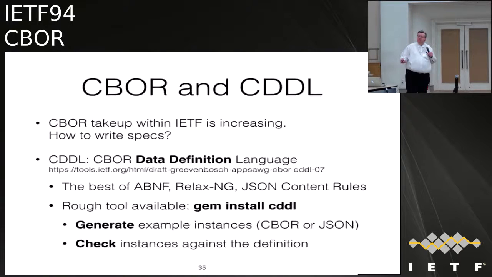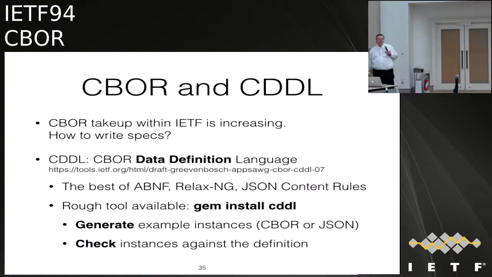But the main use of this tool is either to generate an example instance. So you have a CDDL specification, and it's just going to generate a random instance that is conforming to that. That can be very enlightening. There's something called ABNF gen if you are writing ABNF that does the same thing. Or you have a way to check an instance against the definition. And that's what we use for writing specifications. We want to know whether the examples we have in the document are conforming.